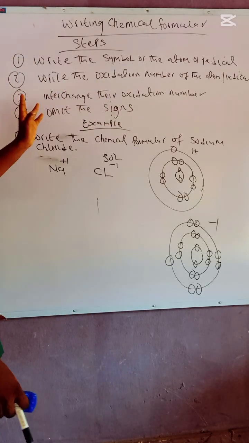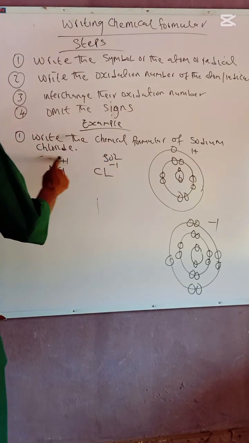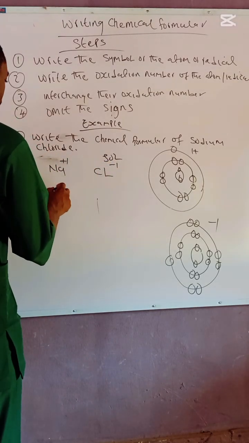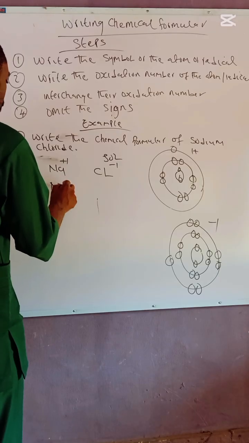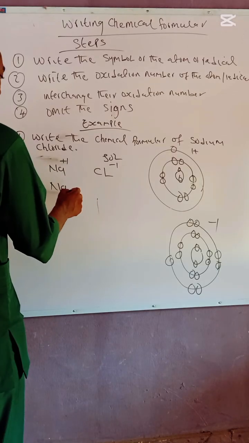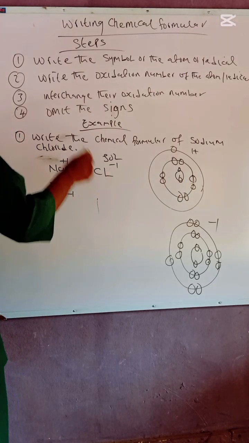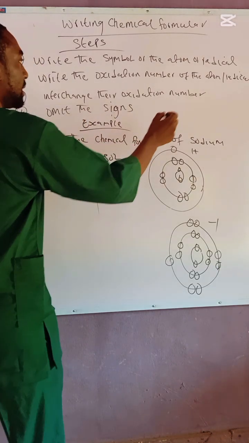So make we check number 3. Number 3 say make we interchange the sign. Make we carry this sign put here, carry this one put here. So now we go write sodium. So we go carry this chlorine minus 1 put here. We go put am at the bottom right corner. So we go fit write interchange the oxidation number.